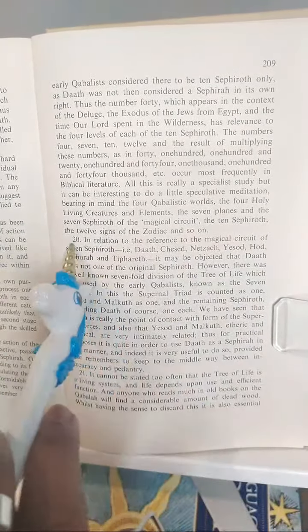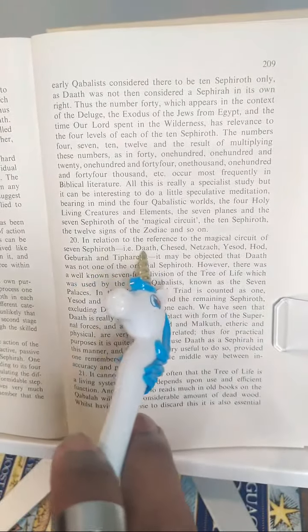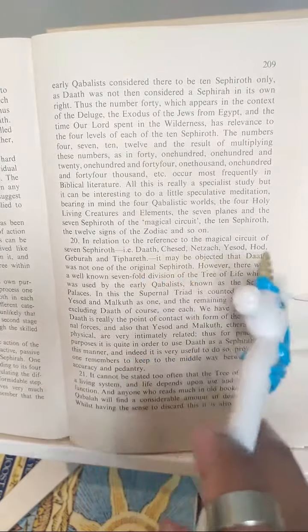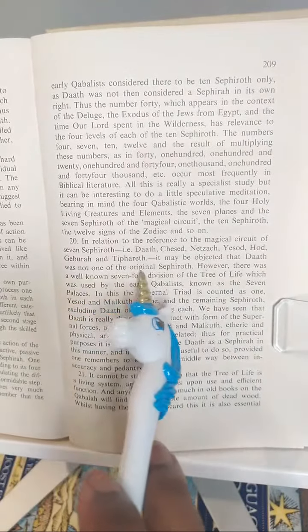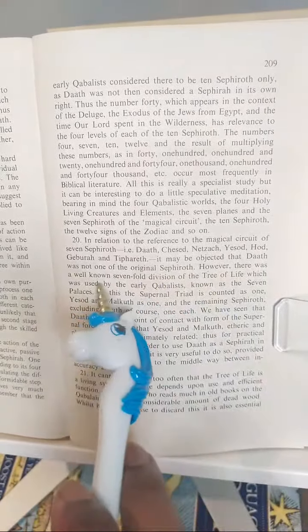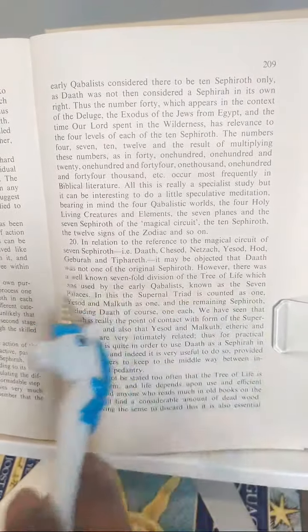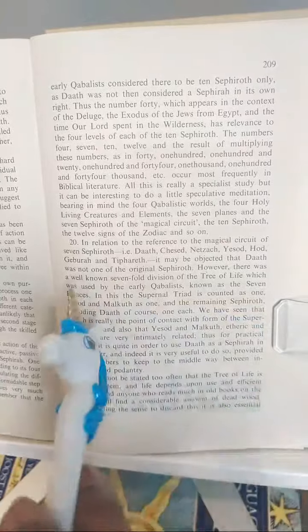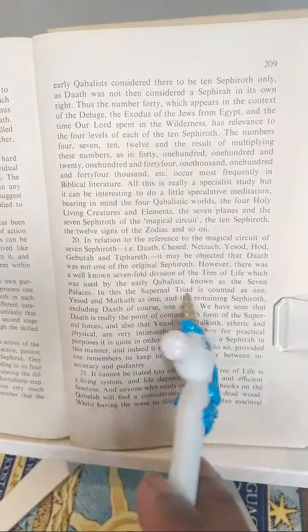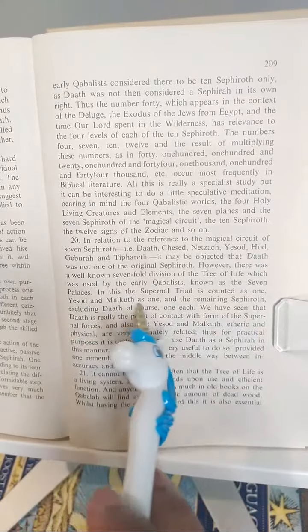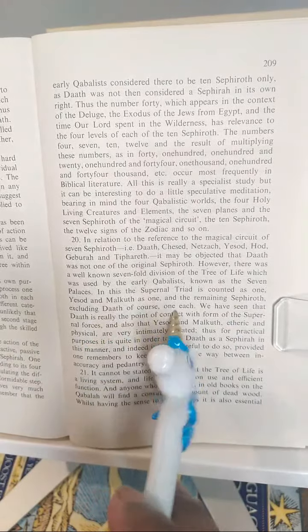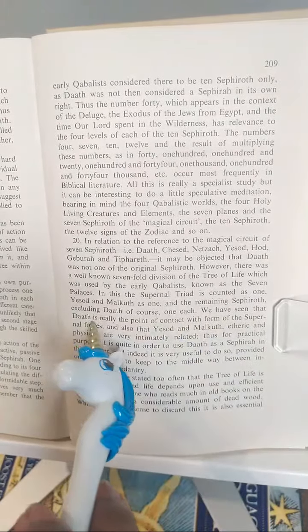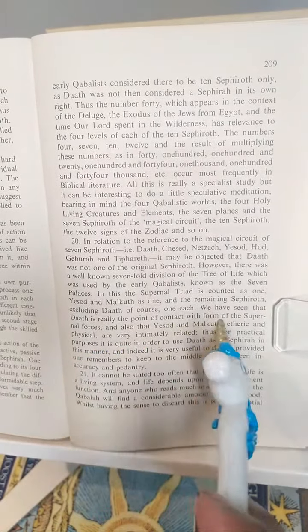Interesting. 20. In relation to the reference to the magical circuit of 7 Sephirah, i.e. Daath, Chesed, Netzach, Yesod, Hod, Geburah, and Tiferet, it may be objected that Daath was not one of the original Sephirah. However, there was a well-known 7-fold division of the Tree of Life, which was used by the early Kabbalists, known as the 7 palaces. In this, the supernal triad is counted as 1, Yesod and Malkuth as 1, and the remaining Sephirah, excluding Daath, of course, 1 each.